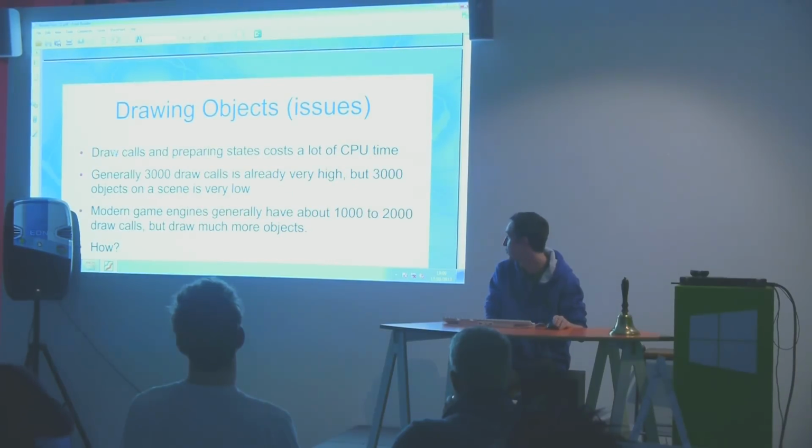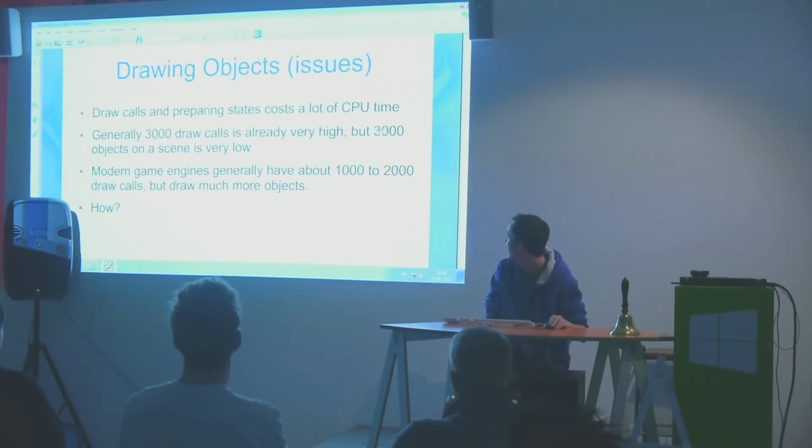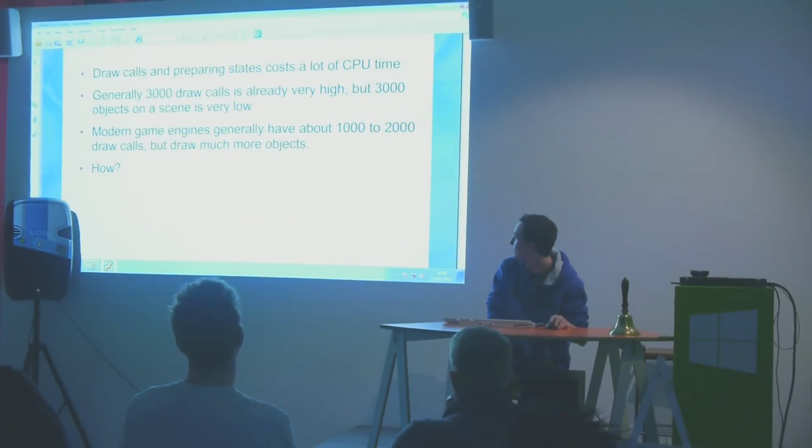Preparing all this is costing a lot on your CPU. Normally, a very high-end game generally does 3,000 draw calls at the very maximum. But 3,000 objects in the scene is extremely low if you think about buildings with explosions and, in modern games, lots of characters and lots of grass and terrain. So you need to be able to draw more, and there are several techniques for it.